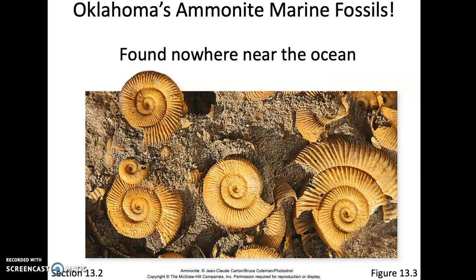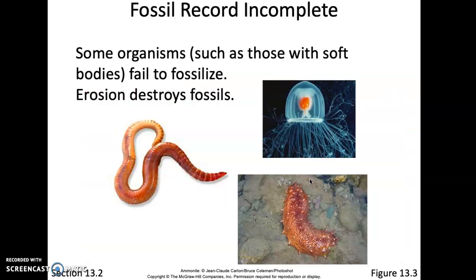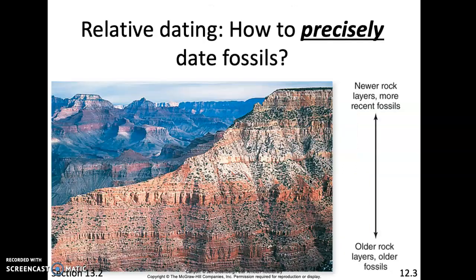Another interesting example is in Oklahoma, where it's full of marine fossils, and Oklahoma is nowhere near the ocean, yet these fossils are found up in the hills, indicating that that was ocean at some point in time. I've told you the fossil record is incomplete. Many organisms that have very soft bodies, for example, they never fossilize. Erosion sometimes destroys a lot of fossils when these rocks crack, so it's not like we have a complete fossil record. That would be so nice.